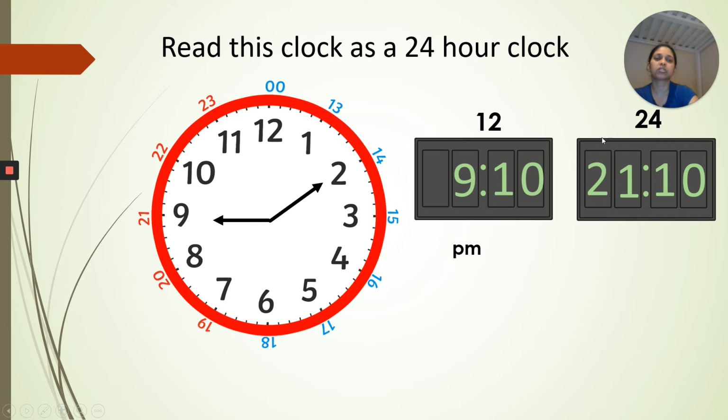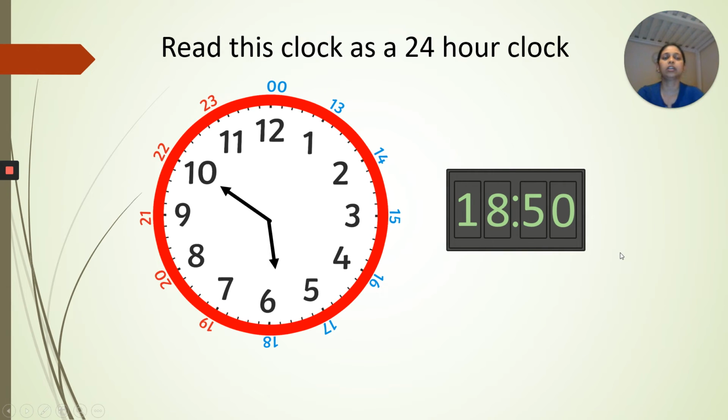The next one, this is your 12-hour clock, which is 9, because it's 9 hours and 10 minutes. Like I said, count in 5 minutes, 5, 10. So it is 9 hours and 10 minutes. But like I said, your minutes will not change in both the 12-hour and 24-hour clock. So that's why your minutes are always the same. Have a look at 9, and in your 24-hour clock, it is 21. So 21:10.